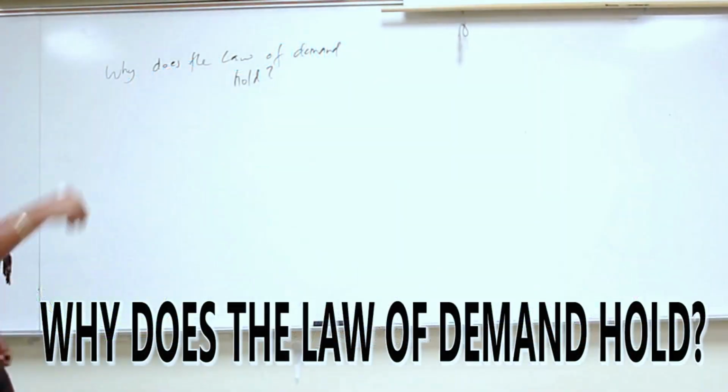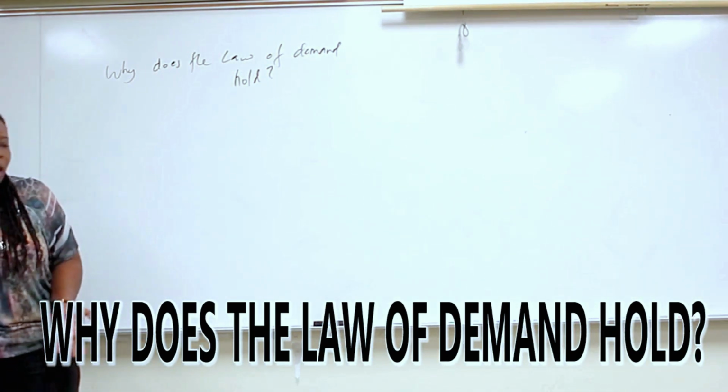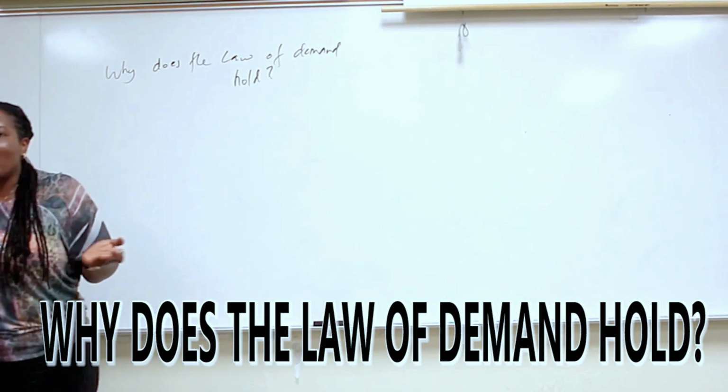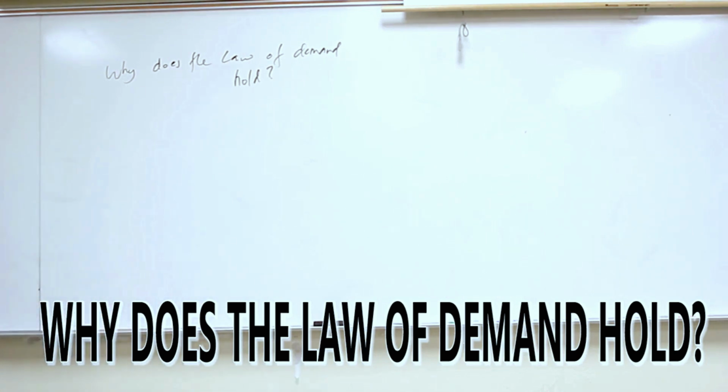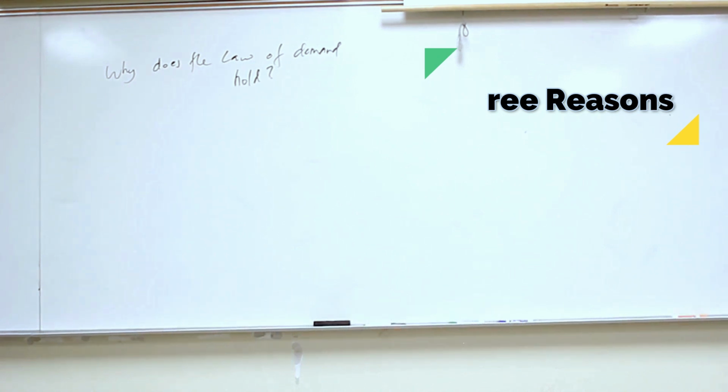Why do we have a downward sloping demand curve? Why is it when we raise the price, the quantity demanded goes down? We're going to look at some formal reasons.